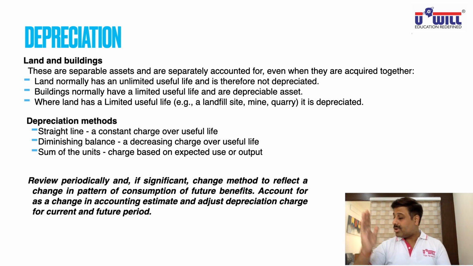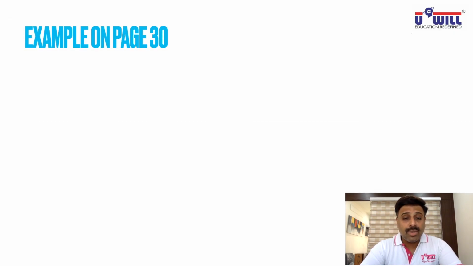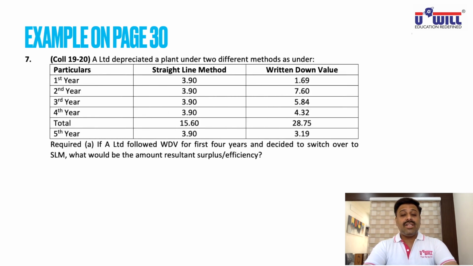In past you have been following reducing balance method, now you change to straight line method. So from now onwards you start providing depreciation by straight line method. Past is not to be altered. Example on page 30, you have on page number 30 of your pamphlet the example. A Limited depreciated a plant under two different methods, straight line and WDV. In straight line method 3.9 every year, so total of 4 years is 15.6. In WDV the total of 4 years is 28.75. Fifth year 3.9 and 3.19.